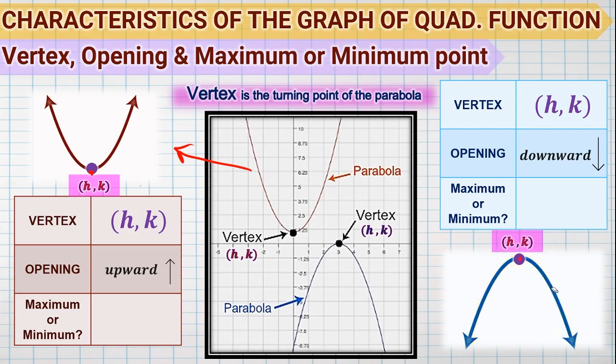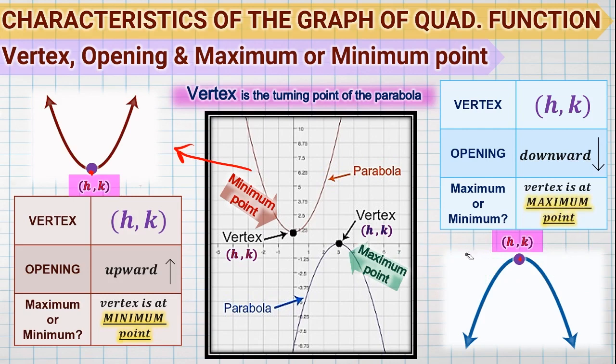So, you will only have a minimum point if your parabola is opening upward. Laging tandaan yan. Magkakaroon ka lang ng minimum point kapag yung parabola mo is opening upward. While you'll be having a maximum point if your parabola is opening downward. Dyan siya makikita.